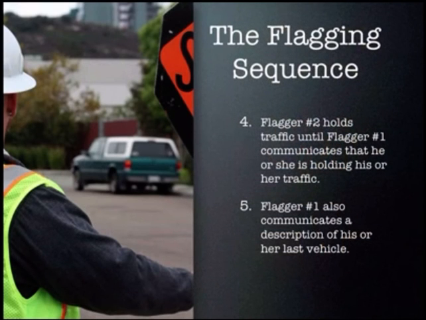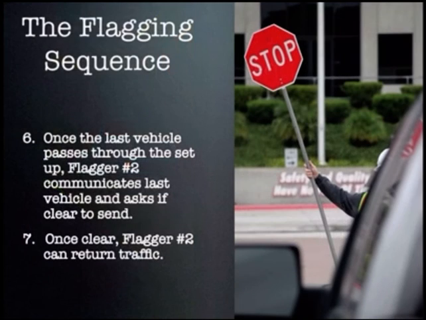Step 4, flagger 2 holds traffic until flagger 1 communicates that he or she is holding his or her traffic. Step 5, flagger 1 communicates a description of his or her last vehicle. Step 6, once the last vehicle passes through the setup, flagger 2 communicates last vehicle and asks if clear to send. Again, it is very important that you receive confirmation before you send your traffic. Just because you see the last vehicle drive past you does not mean that you are clear to send. You need confirmation. Step 7, once flagger 1 gives the clear to send, flagger 2 can return traffic.